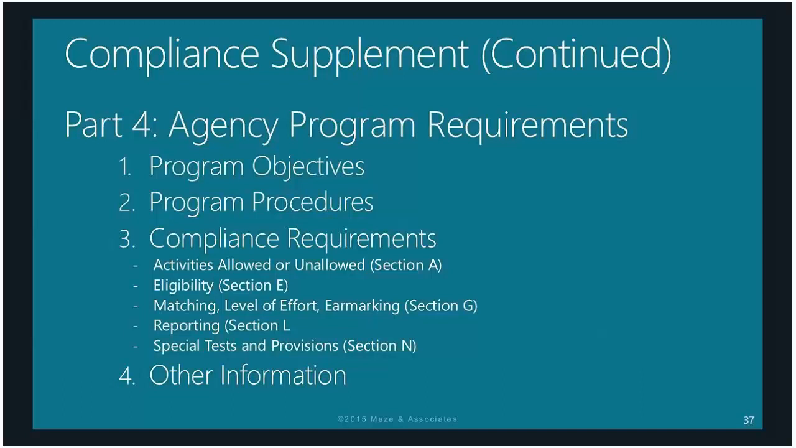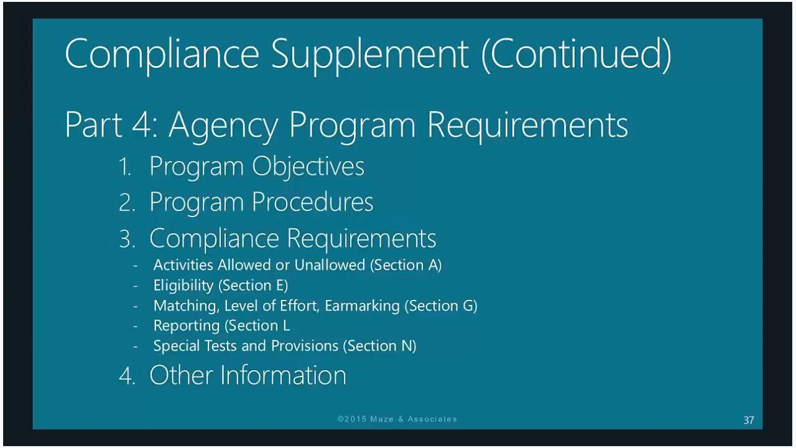The third point here under compliance requirements is the most important. I feel that as auditors, we use this as a base for our auditing. It's broken up into 5 parts. We test under the activities allowed or unallowed, and I also noted the section here for your reference. The eligibility. The eligibility in this case, an example would be under Section 8 housing.